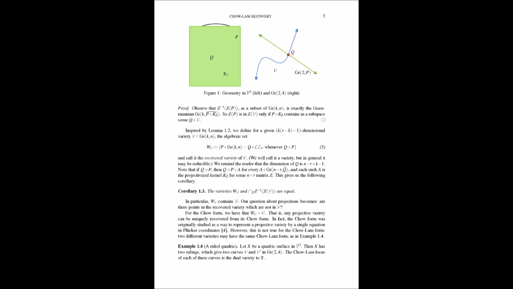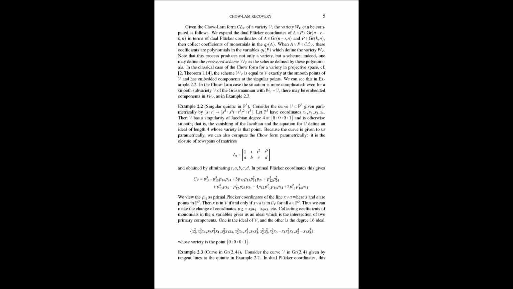If this conjecture were proven true, it would give us a much clearer picture of the Chow Lam recovery process for this particular family of Schubert varieties. It's amazing to think that even with all this complex math, there are still open questions and mysteries to unravel. That's the beauty of mathematics. There's always more to explore, more connections to discover. Now, the final section of the paper takes a fascinating turn, linking the Chow Lam form to something completely unexpected: particle physics. Particle physics. Now, that's a twist I didn't see coming.